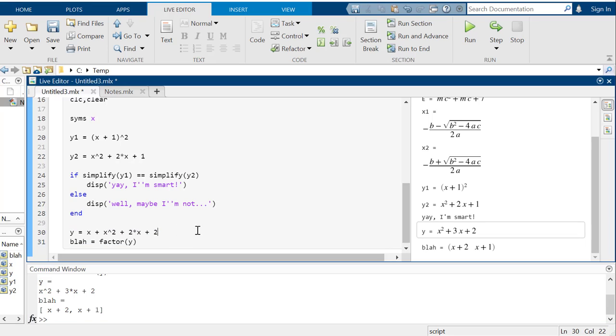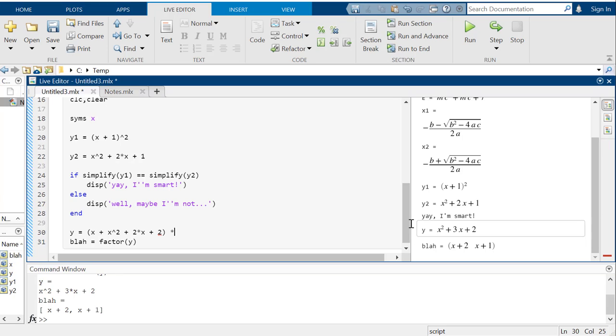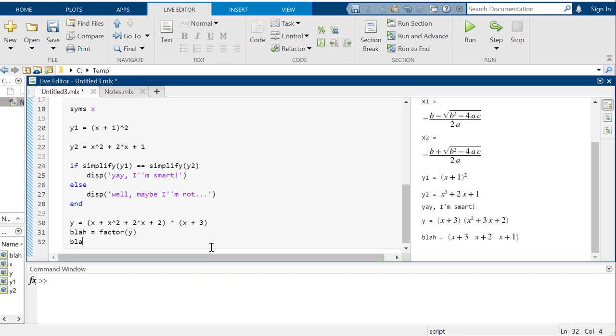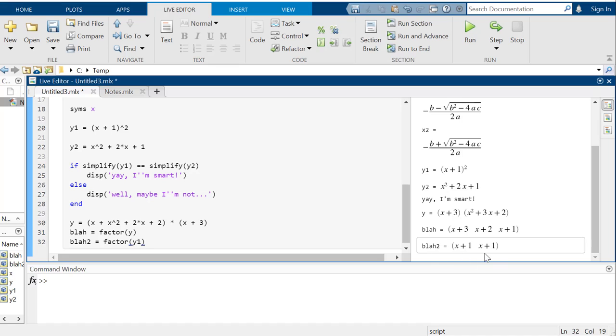So maybe, let's try this. Let's take this whole thing, and then we're going to multiply it by x plus 3. Yeah, see, it's just listing the factors, but it's not actually doing anything fun with them. Let's see what happens whenever we say factor y1. So it actually lists both of the factors. So I guess maybe I'm just being obnoxious by insisting that there's parentheses there. So it's not actually showing what it looks like.